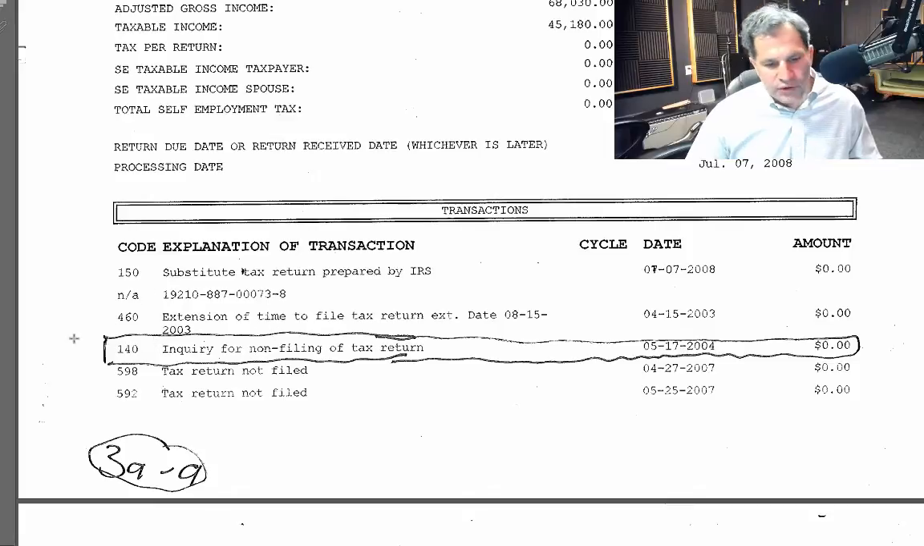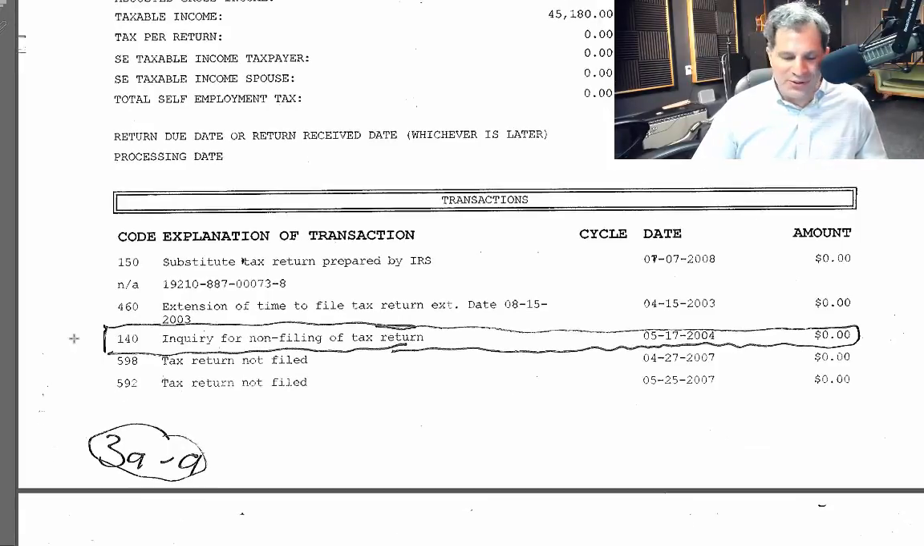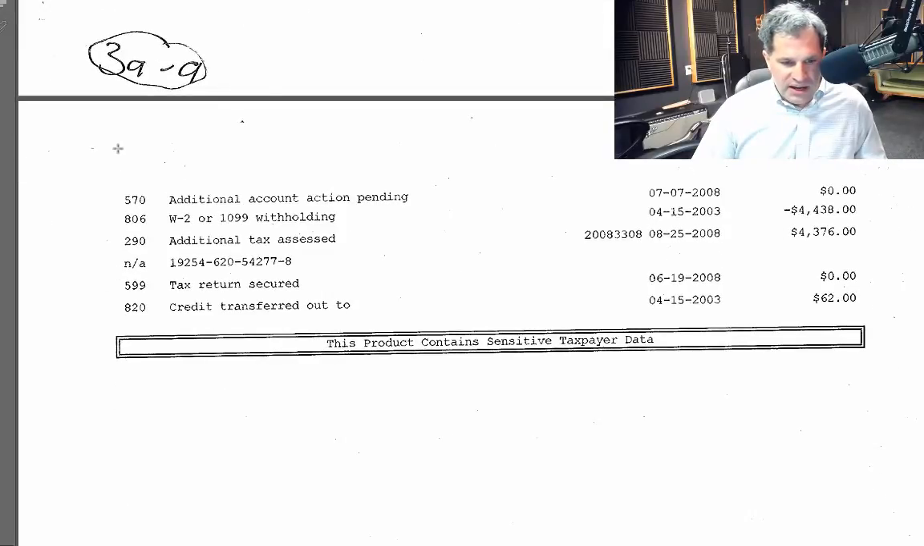Now here the IRS is inquiring about filing non-tax returns. That's them sending out a notice to say, hey, we notice you didn't file a tax return. You might want to do it, or we'll do it for you. Okay. And as we go down to the next page, additional action pending.